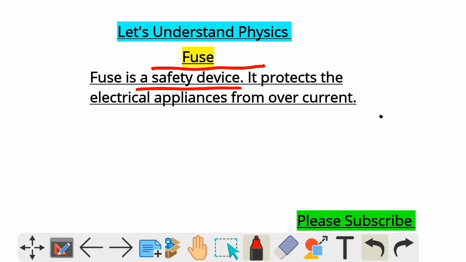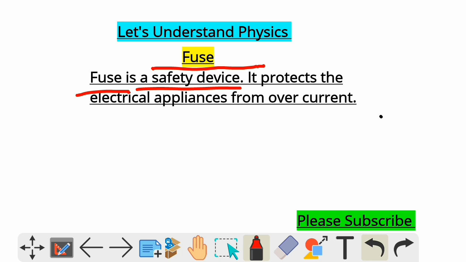Fuse is a safety device. We have previously done a video on overloading and short circuit. If you haven't watched it, please watch it. I will give the link in the description. Those are the two hazards we have in our domestic circuit. To prevent those hazards, we have to use fuse. So fuse is a safety device.